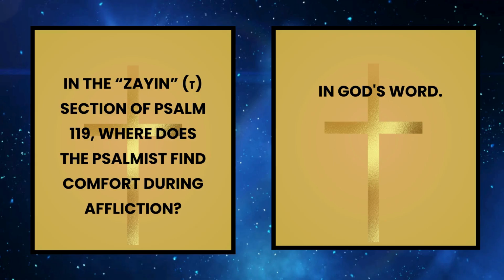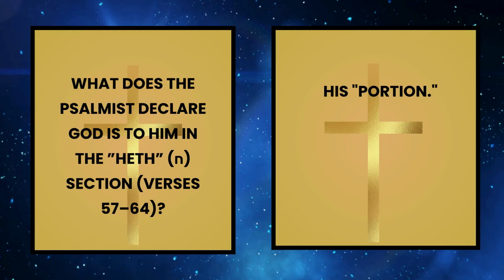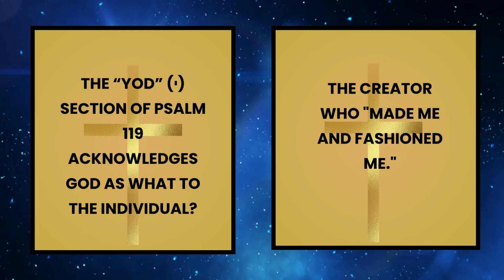In the Zayin section of Psalm chapter 119, where does the psalmist find comfort during affliction? The psalmist finds comfort in God's word. What does the psalmist declare God is to him in the Heth section, verses 57 to 64? God is declared to be his portion. The Yod section of Psalm chapter 119 acknowledges God as what to the individual? God is acknowledged as the creator who made me and fashioned me.